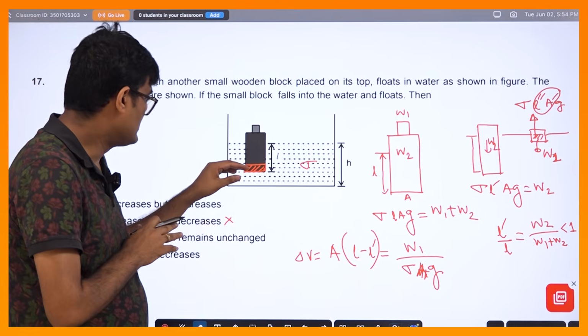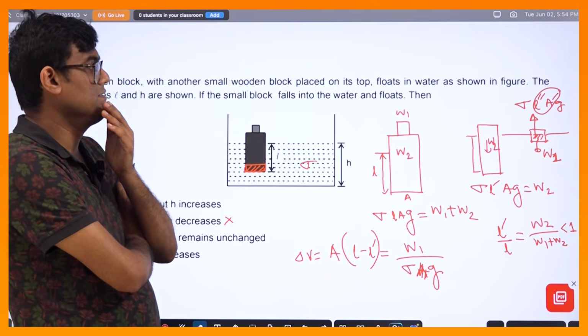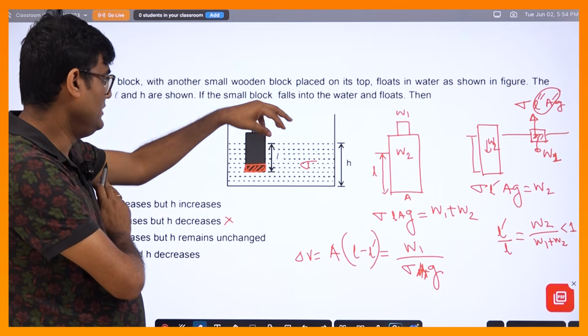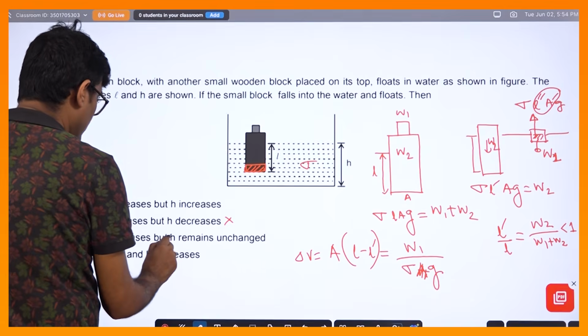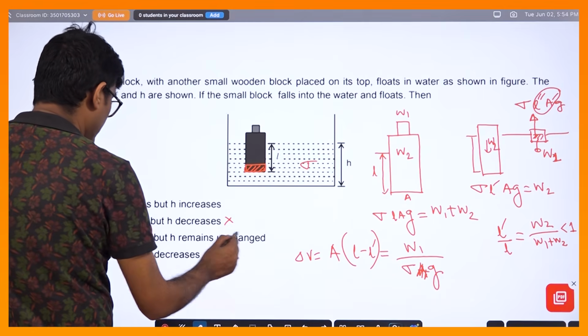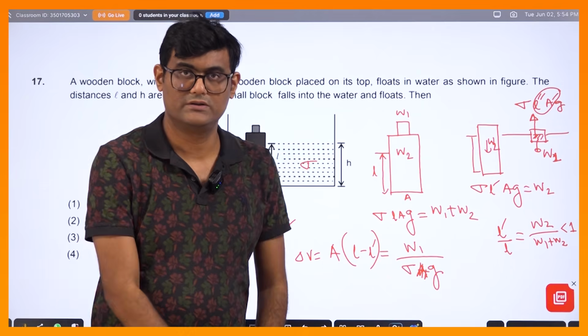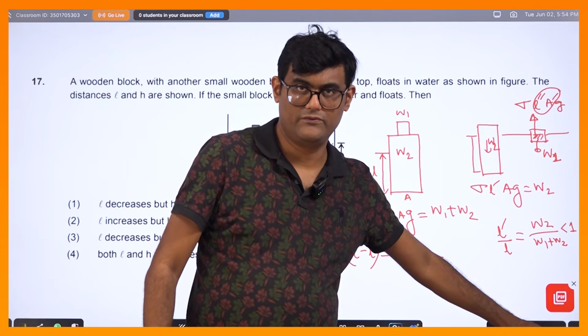This much volume is released, but this much volume is also utilized here for the floating condition of the second wood. So what I think is that H decreases, L decreases, but H remains unchanged. Option 3 is the correct choice for this question, right? It was a good question on buoyant force. This is the solution of it.